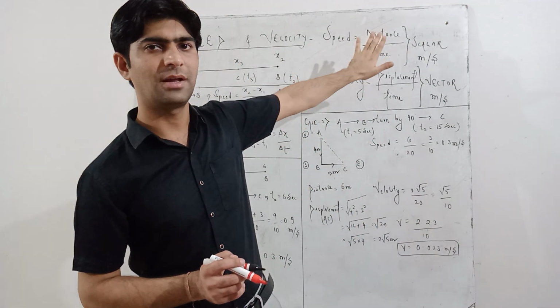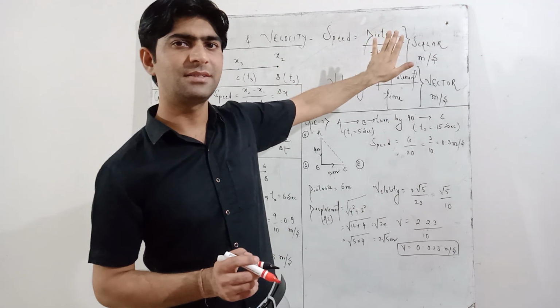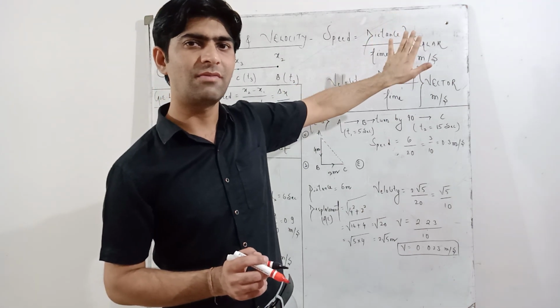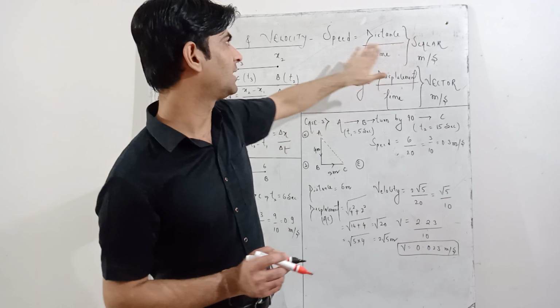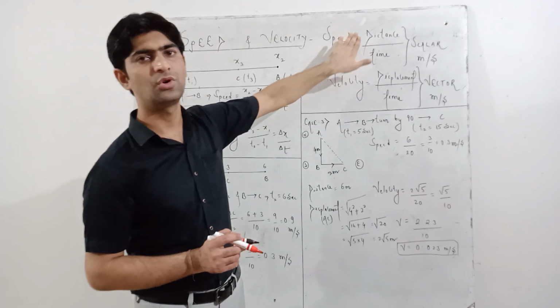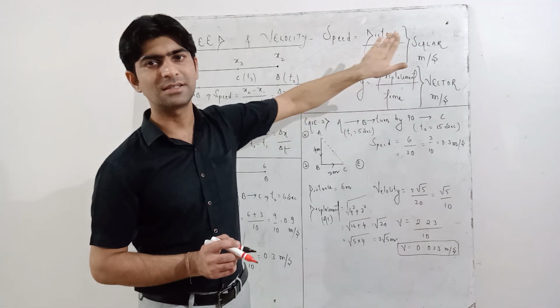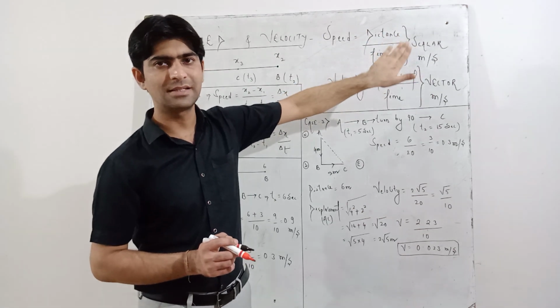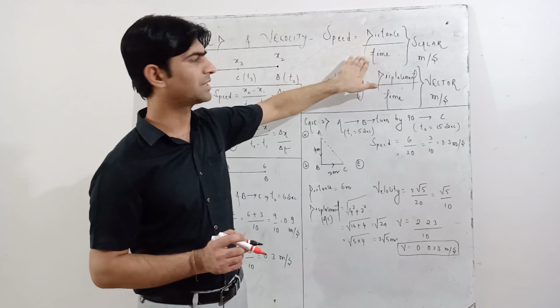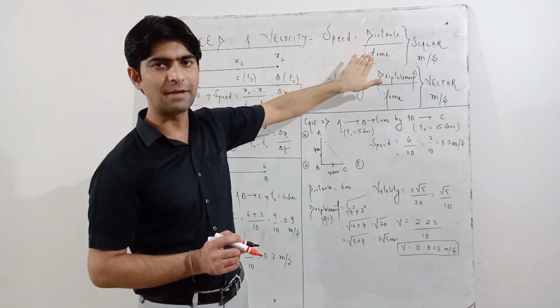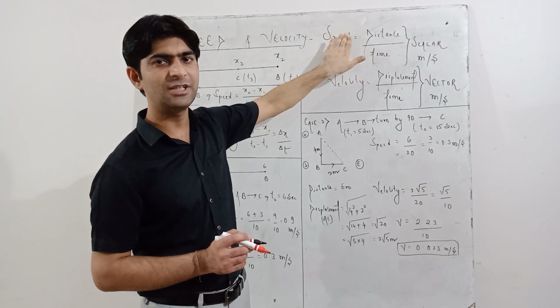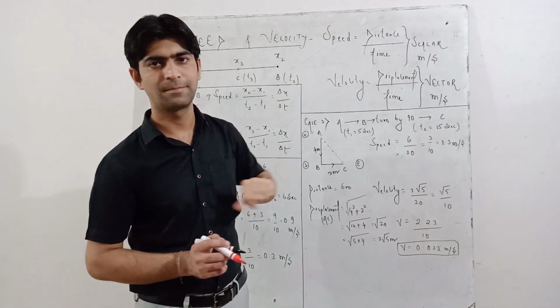I have written the formula this side. Speed is defined as the total distance traveled by a body per unit time. That is, speed is equal to total distance upon total time. Speed is a scalar quantity and its SI unit is meter per second. It is a ratio of distance and time, so the SI unit of speed will be meter per second.